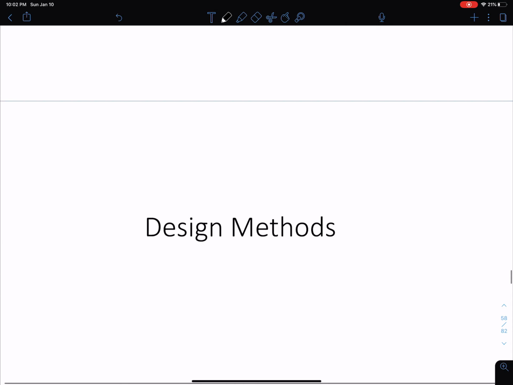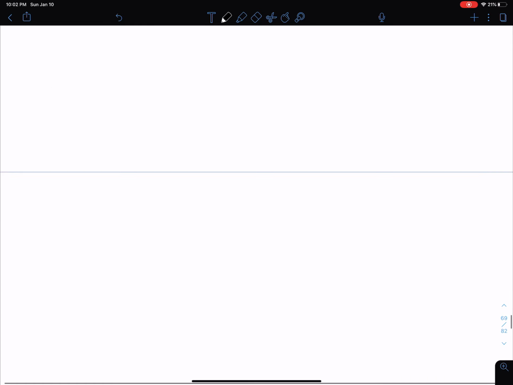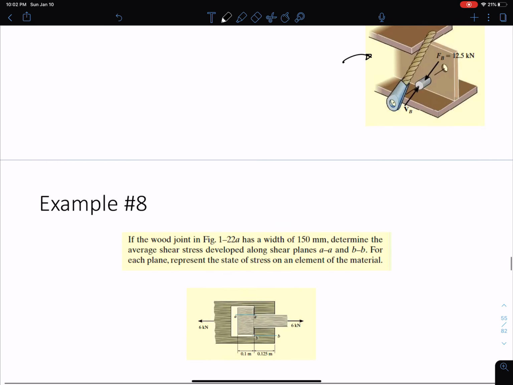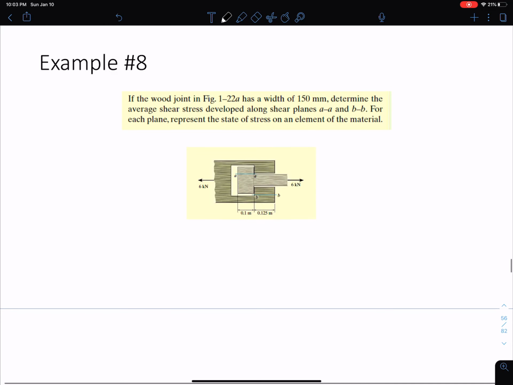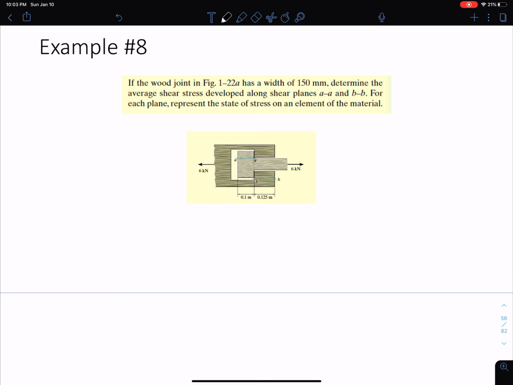Let me see how many more I have of these. Okay, I'm going to stop this video here, actually, let me do this last example so that we'll stop right before design methods. So last example before we're stopping. Okay, so we have a wood joint here with this given, and we want to know what the average shear stress developed along the shear plane AA and BB are, and for each plane, we want to represent the state of stress on an element of the material.